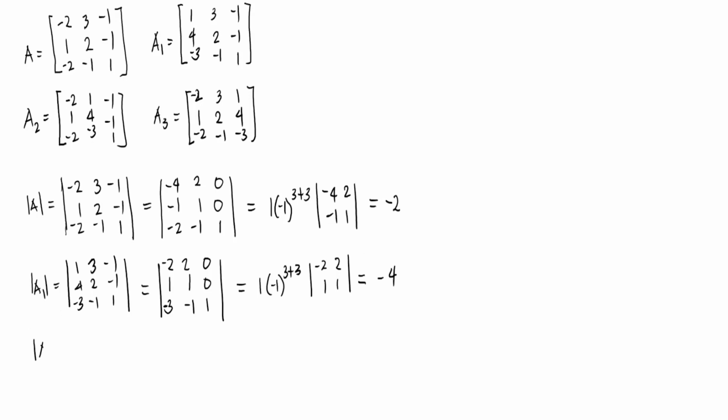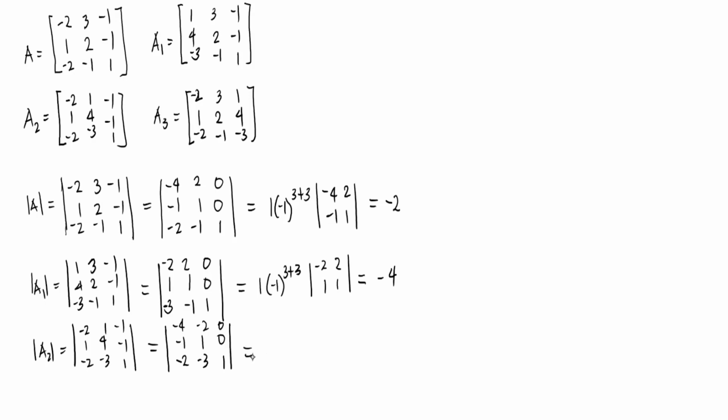And for next, a sub 2 equals a sub 2, negative 2, 1, negative 1, 1, 4, negative 1, negative 2, negative 3, 1. Again, we can do the same. We will make this 0, the same steps. So we have negative 2, negative 3, 1. That's negative 1, 1, 0. We add this, we have negative 4, negative 2, and then 0.